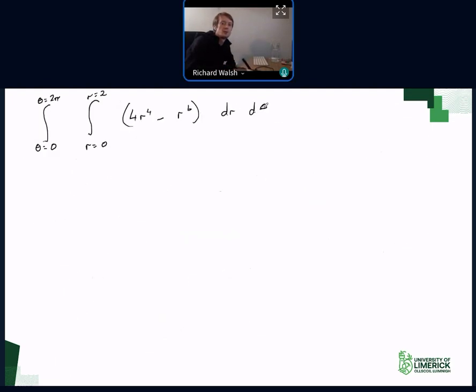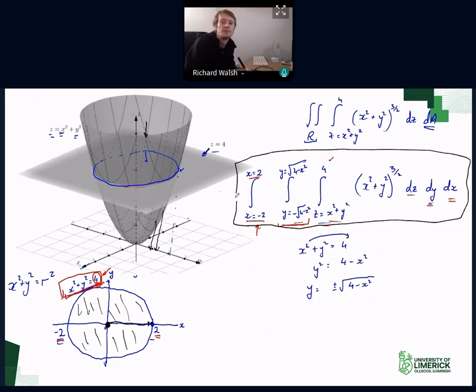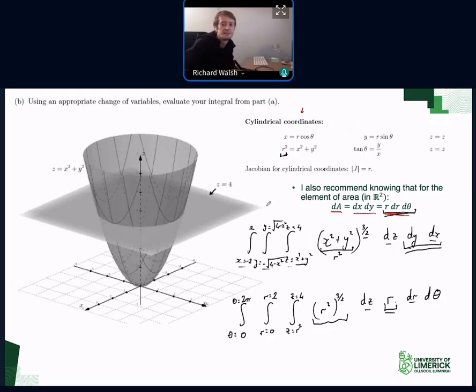Okay, so before we go through that, I'll just go back to the limits. So this was where we left it off from the Cartesian coordinates. We're here, right? That was where we left off the Cartesian system, and then we're changing it to cylindrical coordinates, right?